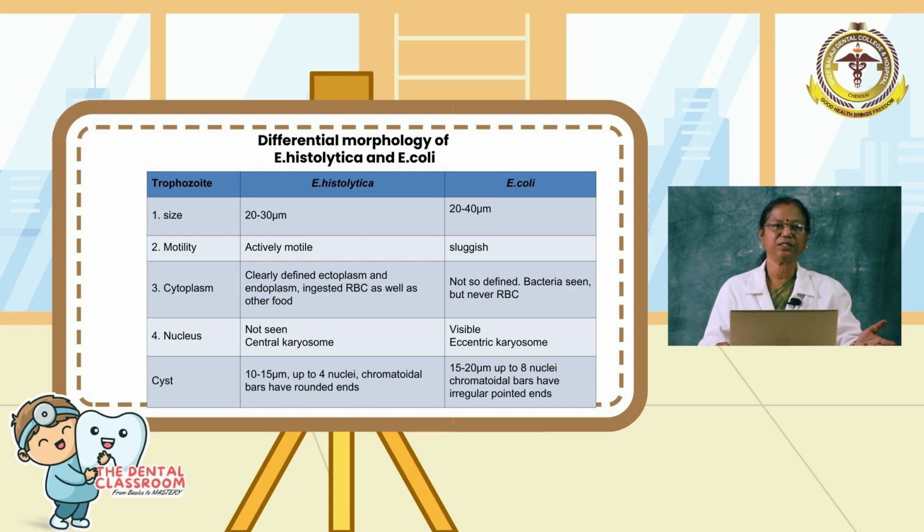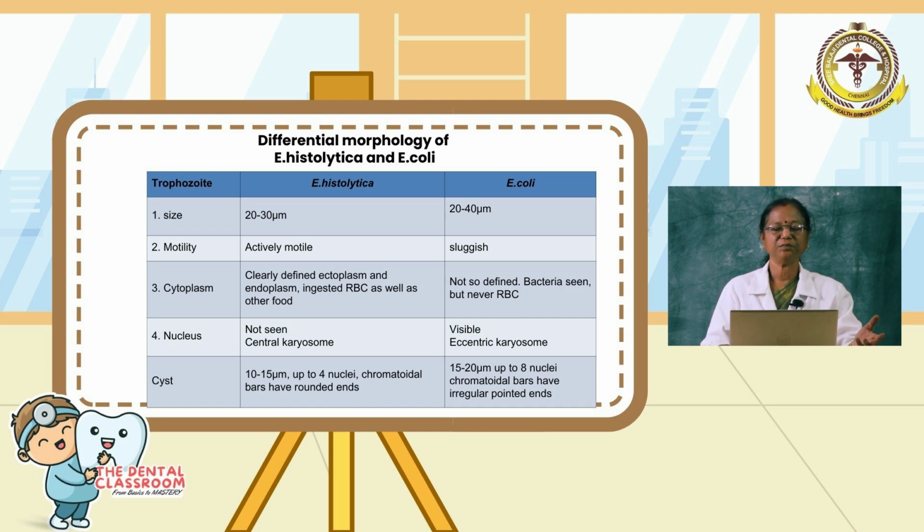So, how do you differentiate between Entamoeba coli and Entamoeba histolytica? This table shows you the different features. Based on the size also you can differentiate. Entamoeba histolytica is smaller than coli. It is about 20 to 30 micrometer, while Entamoeba coli is 20 to 40 micrometer. Regarding motility, Entamoeba histolytica is very actively motile, but Entamoeba coli shows a sluggish movement.